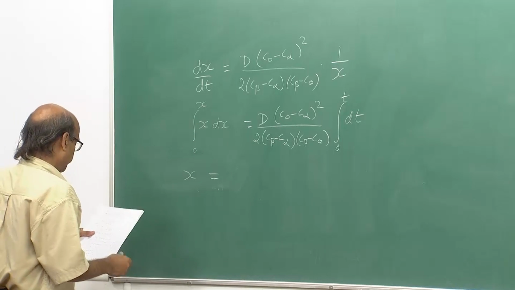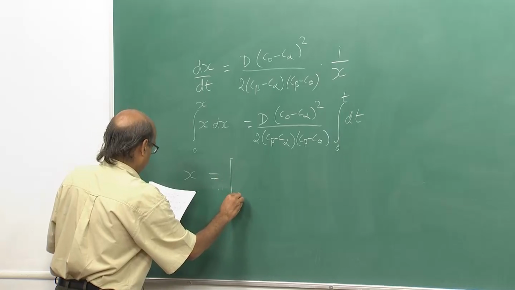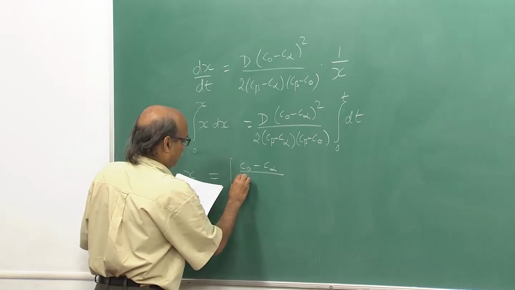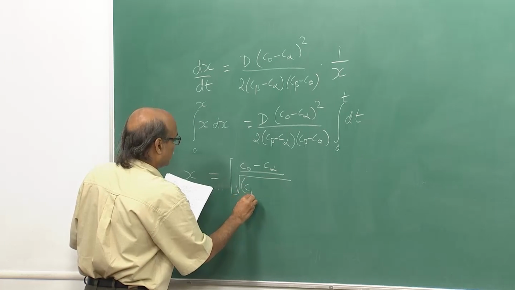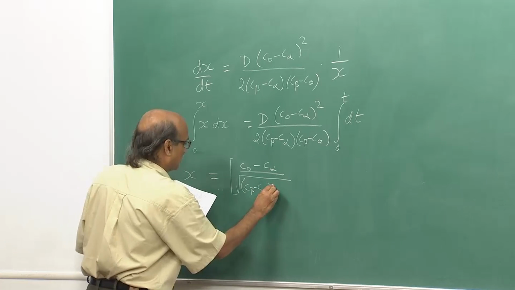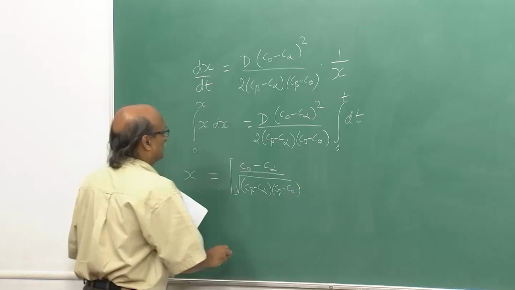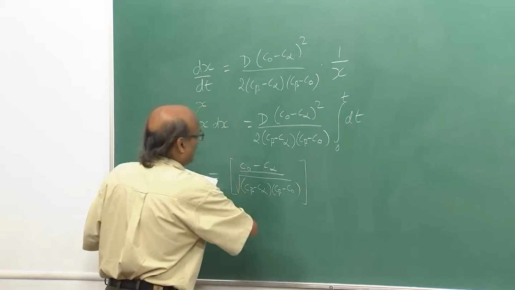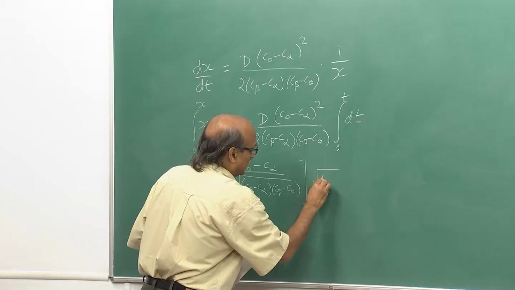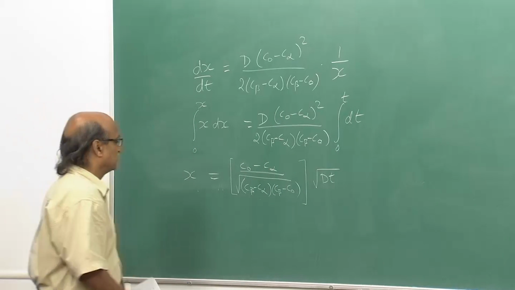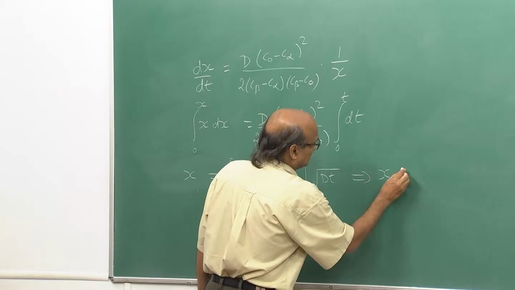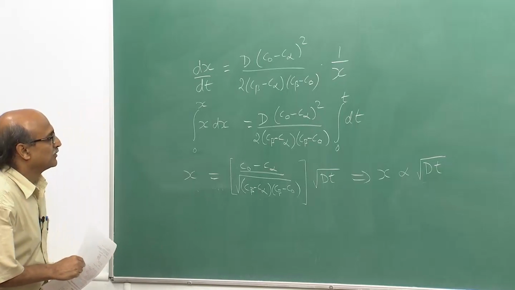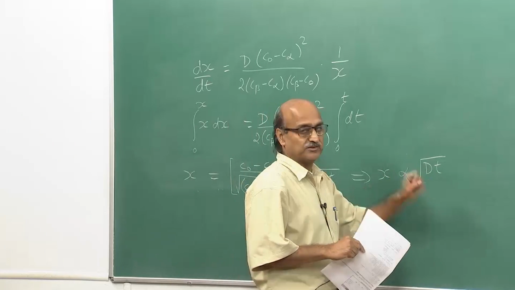x to be equal to (C naught minus C alpha) upon square root of (C beta minus C alpha) times (C beta minus C naught), just simple rearrangement of terms, times square root of Dt. And this gives me how x varies as a function of time. So, the interesting thing is, this tells me that x is directly proportional to square root of Dt, where D is the diffusion coefficient and t is the time.